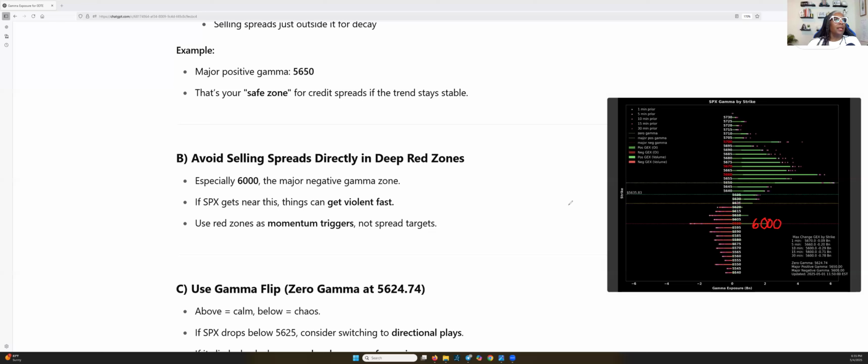It says, especially avoid selling spreads directly in the deep red zone, especially 6,000, which was the major negative. If SPX gets near this, things can get violent fast. Use red zones as momentum triggers, not spread targets. Okay, where the green can be used as a target, the red, no.